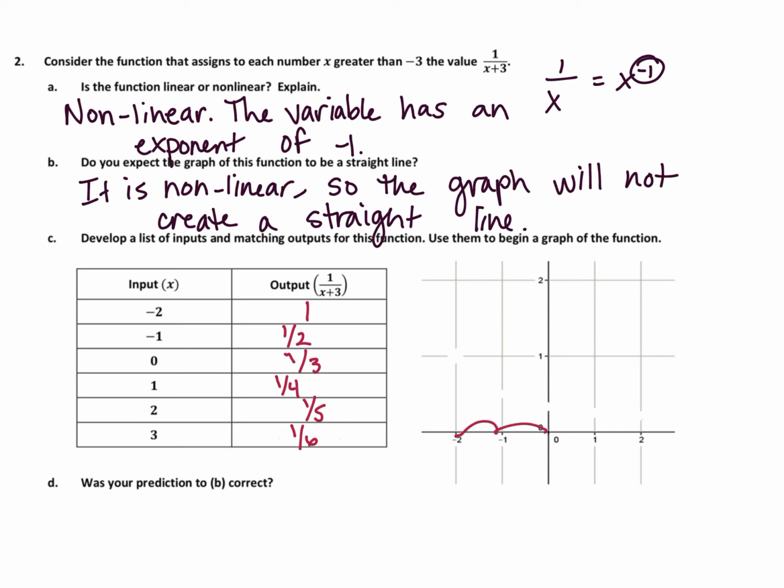At -2, we are going to go up to 1. At -1, we are going to 1/2, which is in between 1 and 0. Then we are at 1/3, 1/4, 1/5, and then 1/6. And we're going to create a curve through those points. So was our prediction that it was not a straight line correct?